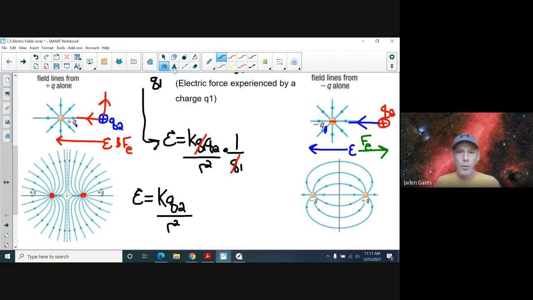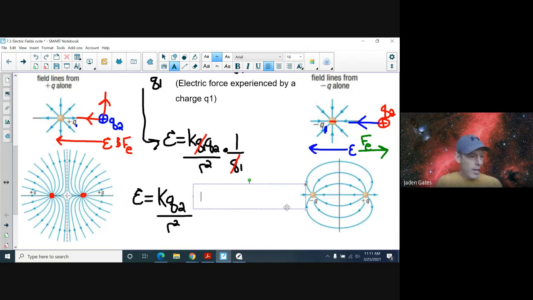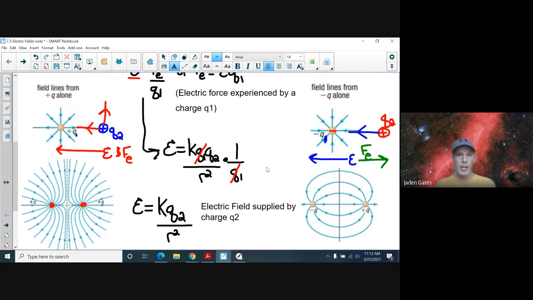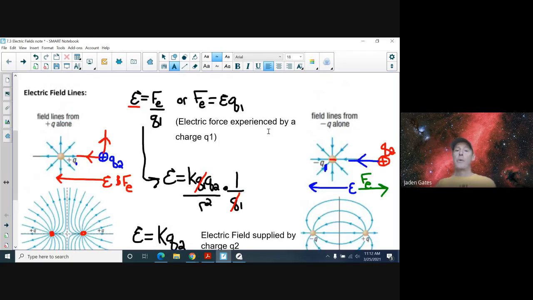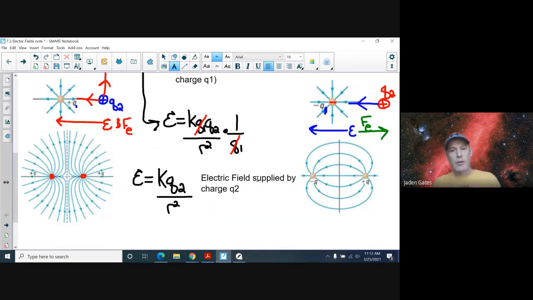Now, what this formula represents is the electric field supplied by charge Q2. So I have one formula here that talks about the electric force experienced by charge Q1, and this one talks about the electric field supplied by charge Q2.